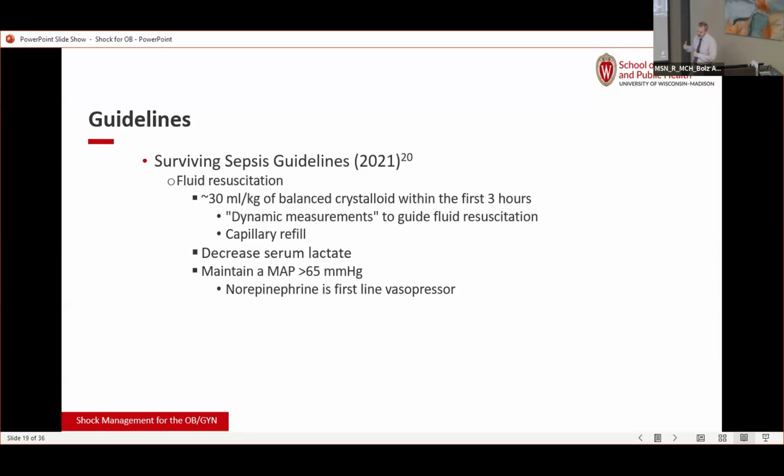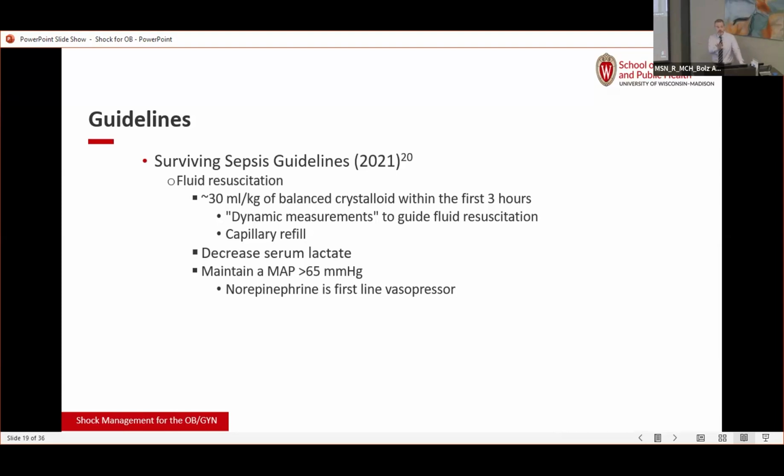The other goal of volume resuscitation, really the goal, is to decrease that serum lactate, because we want to increase cardiac output and get more oxygen to those cells. That's what we're looking for: a decrease from our initial lactate to the next one that you draw. You want to maintain a mean arterial pressure of 65. If you're going to start vasopressors, norepinephrine is going to be your first line.